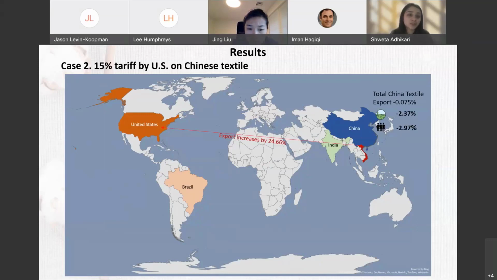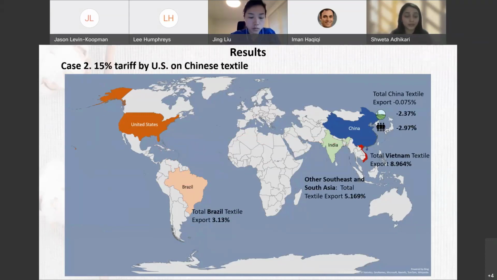And the US has also diversified its origin. We have Vietnam, Brazil, and other Southeast Asian and South Asian countries, which have increased their export of textile to the United States following the trade war. So these are the increases in textile export from these countries. The highest increase is for Vietnam, so Vietnam has benefited the most from the trade war. And land prices have increased, and wages have also increased for this country.